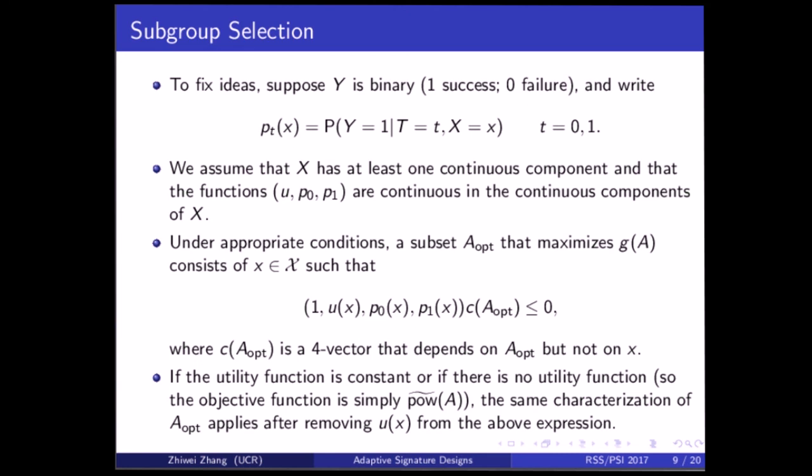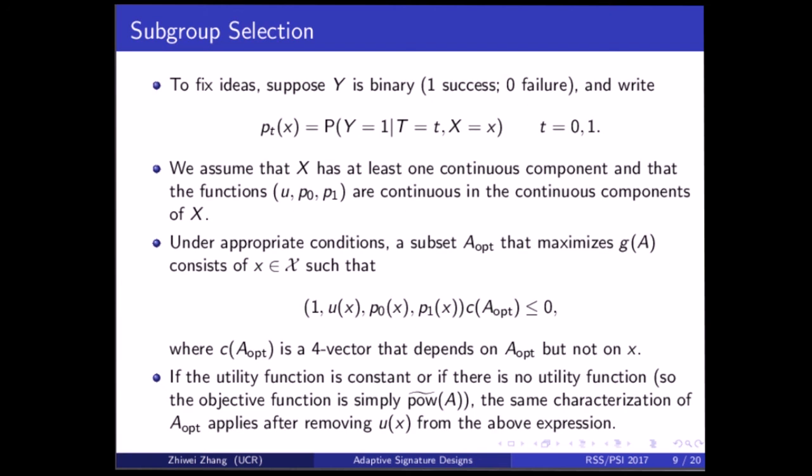Here, to fix ideas, we'll assume Y is a binary indicator of treatment success and write PT of X for the success probability of a patient with covariate value X under treatment T. We assume that X has at least one continuous component and that the functions U, P0, and P1 are continuous in the continuous components of X. Well, if X is all discrete, then the problem is easier because we have a finite number of subsets of script X. So at least in principle, we could enumerate all possible subsets. It is the continuous case that is more difficult to deal with, and that's what we consider here.